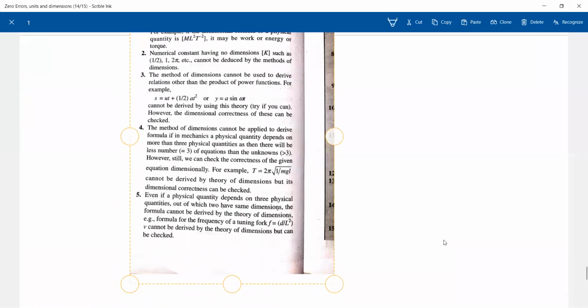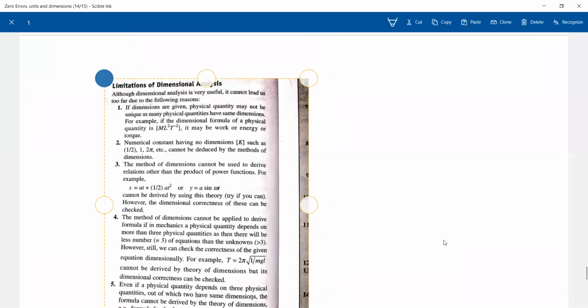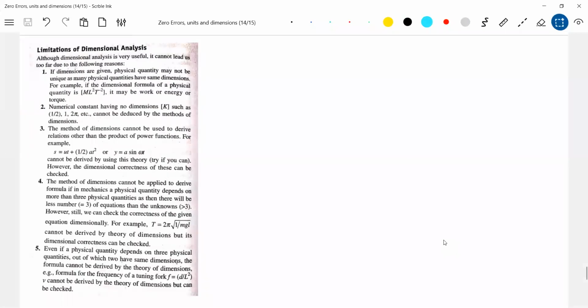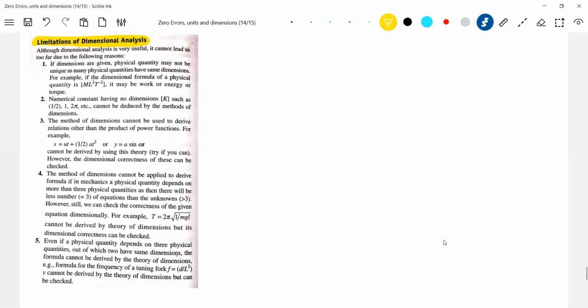Okay, let's see what difficulties. Is it everything now? Okay, we got some sort of magical method now. So first, look, I'm going to analyze: is it really beneficial in every way? That's what I'll call the limitations of dimension analysis. Now, if dimensions are given, the physical quantity may not be unique, as many physical quantities have the same dimensions. For example, if the dimension formula of a quantity is given, it may be work or energy.